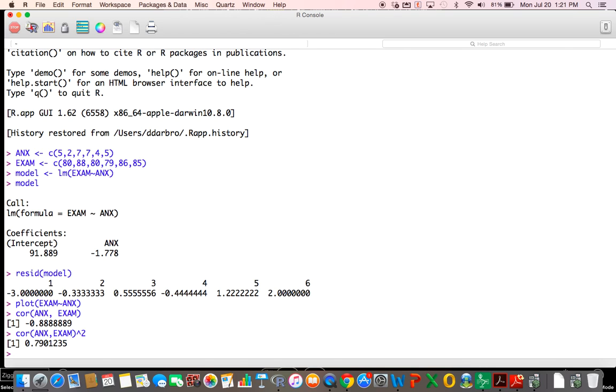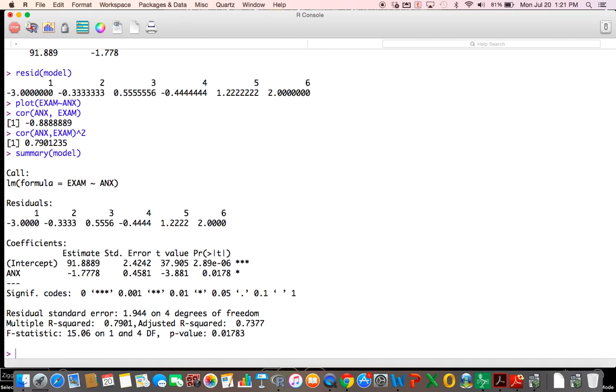So one thing too, you can do summary of your model, and well, I thought it would give you your, yeah, it does right here. It'll give you your p-value. It won't give you your test statistic, but it'll give you your p-value of 0.0178. There's some way to get your test statistic too, but let's see this. I think this will do it.